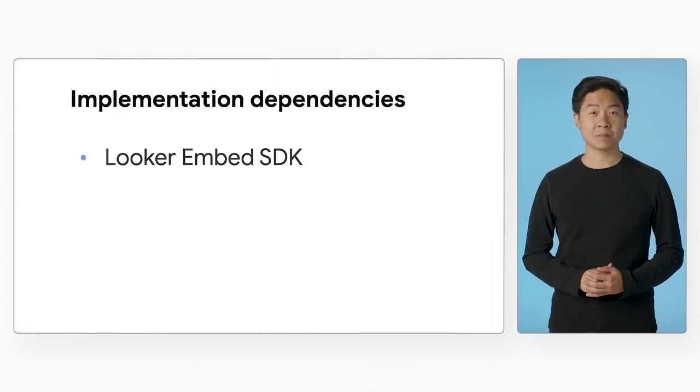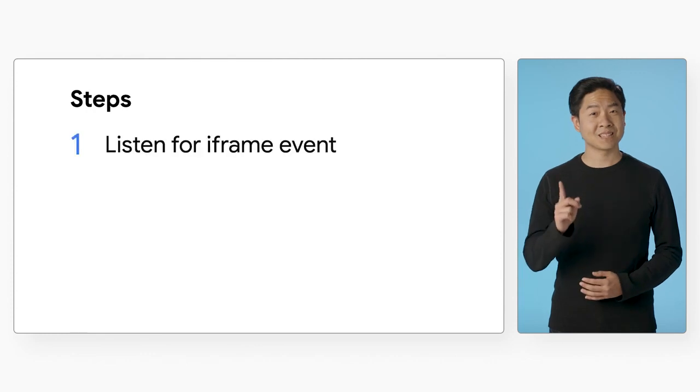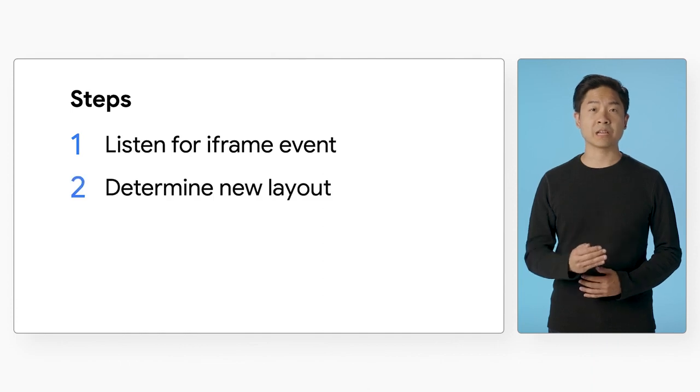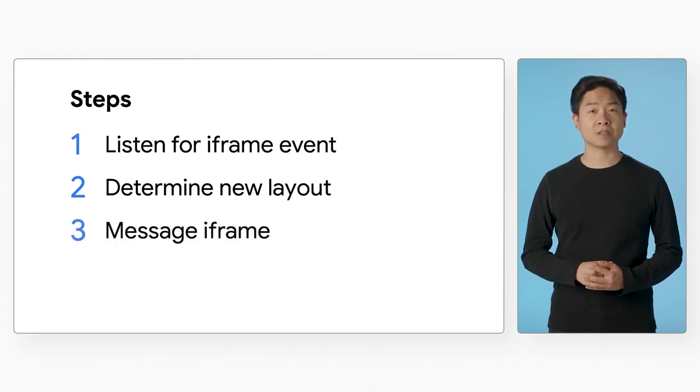We will use JavaScript and our Embed SDK to implement the feature. You can also use plain JavaScript without the Embed SDK too. At a high level, we will follow these implementation steps. We will listen for an event emitted by the iframe that tells us the dashboard's layout. Then, we'll determine the new dashboard layout, aka which tile to hide. Lastly, we'll set up a new button to message the iframe to update its layout.